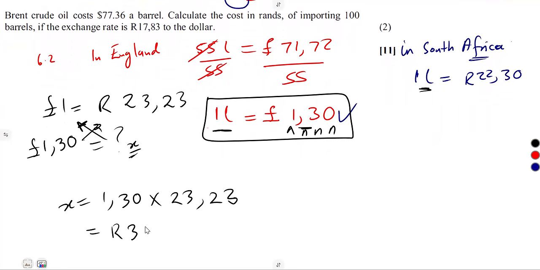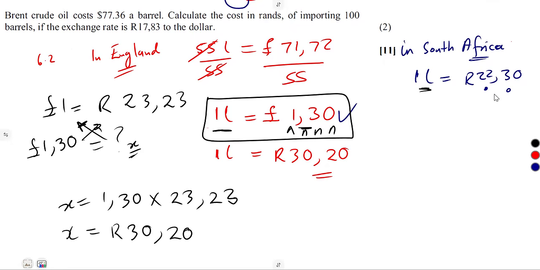So it was going to be 30.199 and so on, which is 30.20. So this is the cost that we have in England. Remember, this is in England. So 1 liter is costing 30 rand 20 cents in England. Whereas in South Africa, it's 22.30.